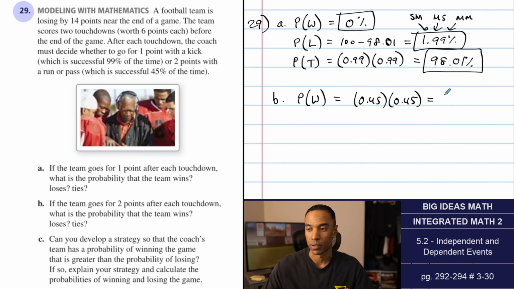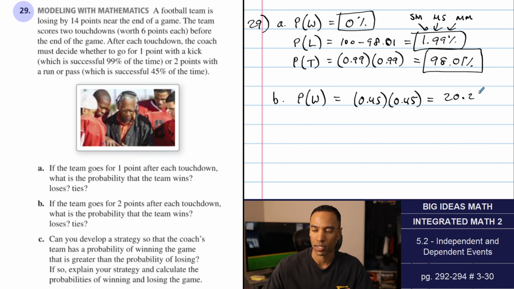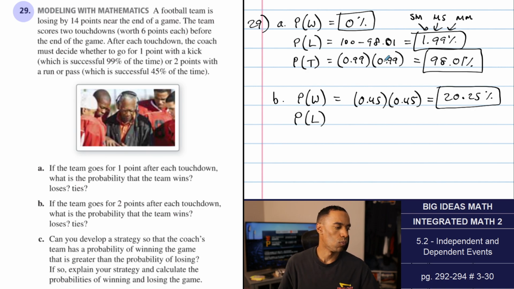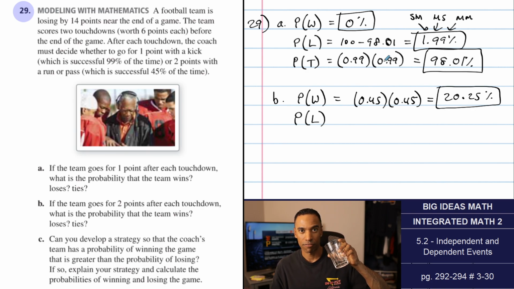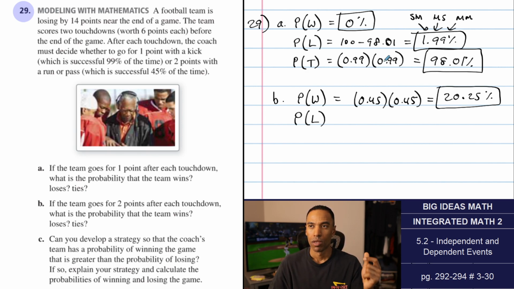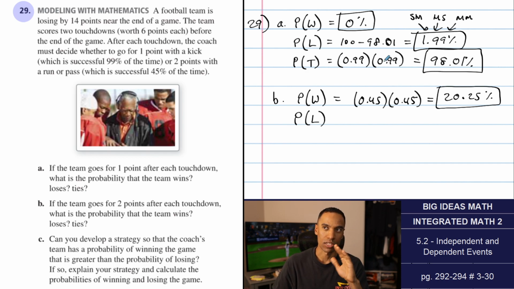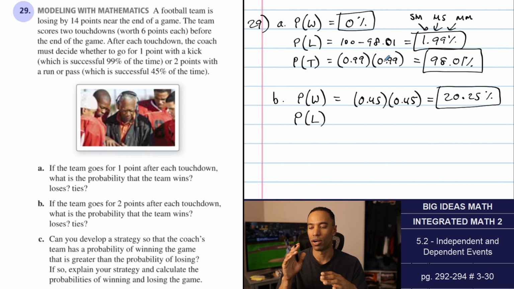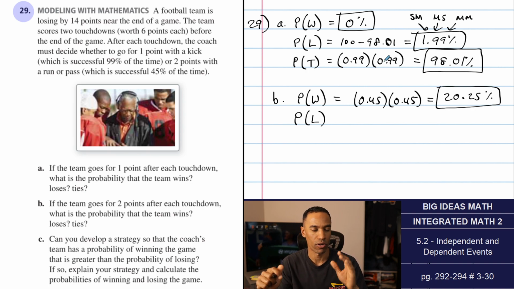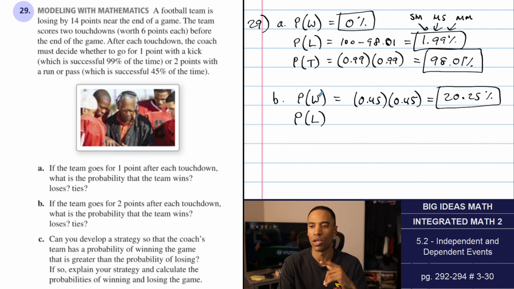Yes, I actually knew that one: 20.25%. That's the probability of a win. Now the probability of a loss: you'd have to miss both. The tie would occur if you convert the first extra point or the second extra point, not both, since both is where the win occurs.